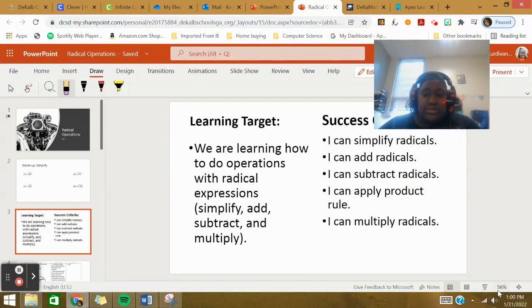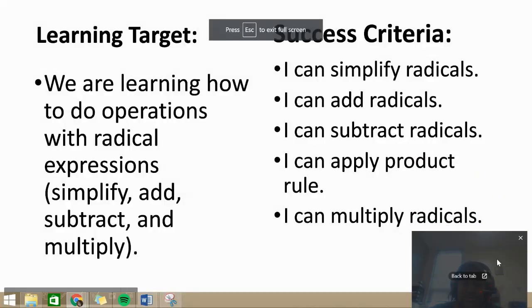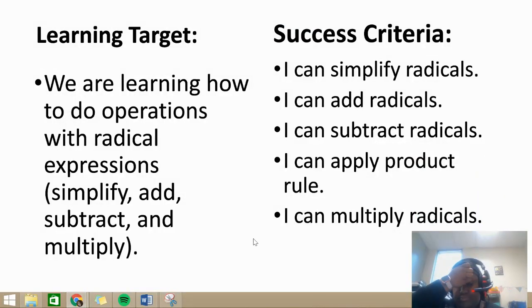Here is the learning target and success criteria. I'm going to go ahead and blow this up. Make sure that you copy this on your opening and closing sheet. It says we are learning how to do operations with radical expressions. Simplify, add, subtract, and multiply. So those are the operations we should be able to do.